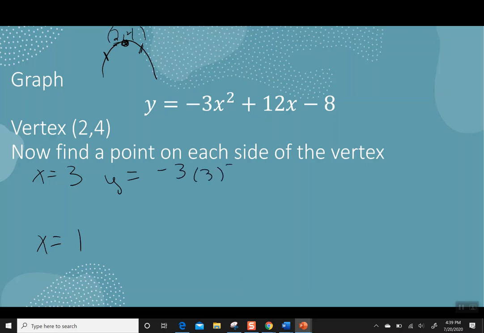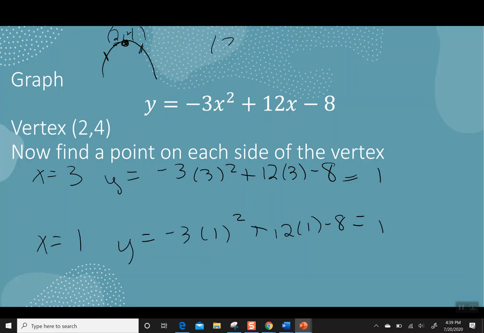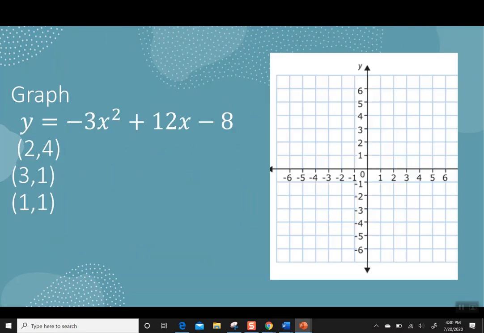I have negative 3 times 3 squared plus 12 times 3 minus 8. I'm going to grab my calculator. This gave me 1. Let's do the same thing with the number 1. I have negative 3 times 1 squared plus 12 times 1 minus 8. Hopefully it's not a surprise we got 1 again. So now we have our 3 points: 2, 4, 3, 1, and 1, 1. We're going to plot those on our graph and then just connect the dots.